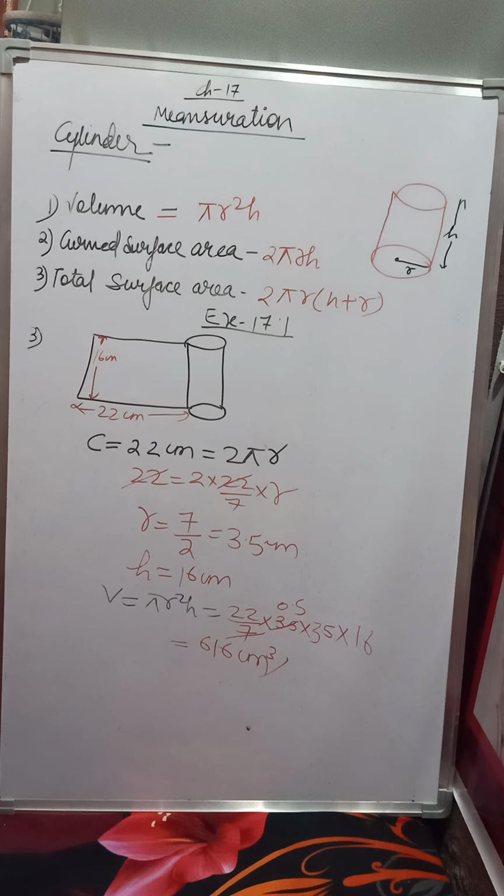Next we have, other questions are also the same. Here, let's take one more question. The area of the curved surface of the cylinder is 4400 centimeter square and the circumference of the base is 110 centimeter. Find the height and the volume. This is the 9th question.